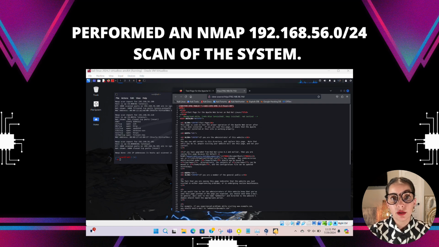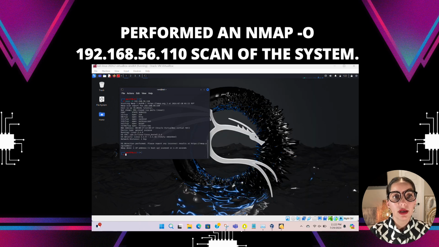After identifying the IP address for the Kioptrix virtual machine, I visited the test page and then viewed its source code. Next, I ended up running this command. This Nmap command attempts to determine the operating system of the target host by analyzing the responses to various probes.